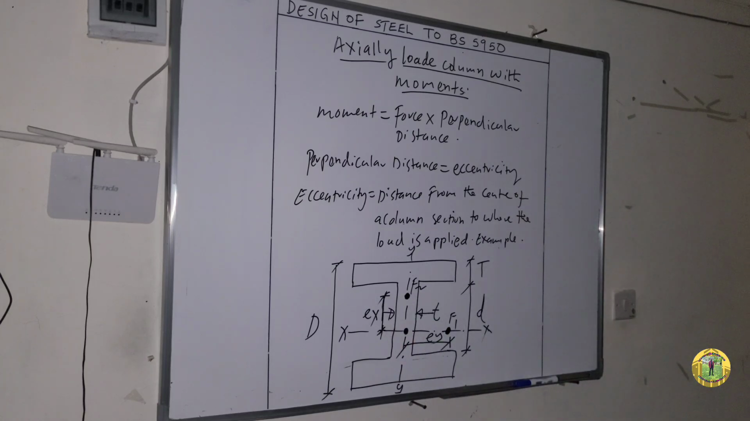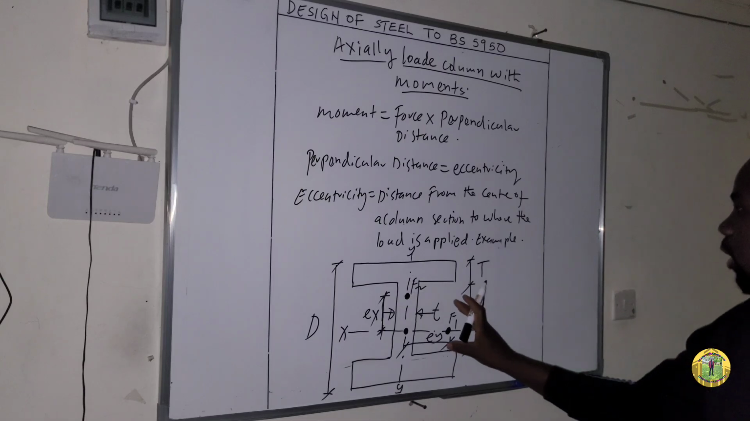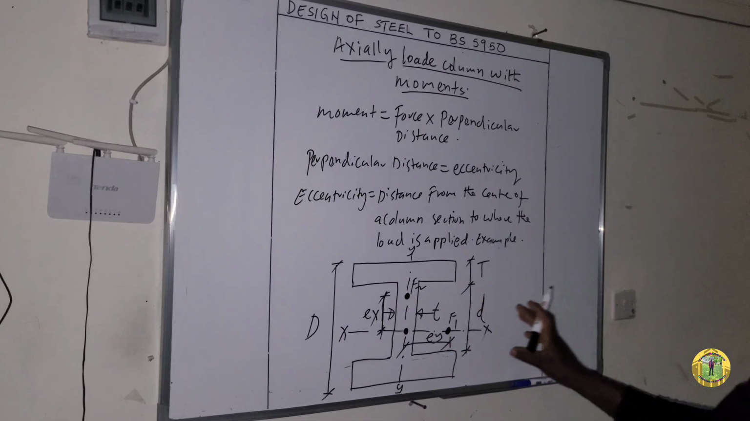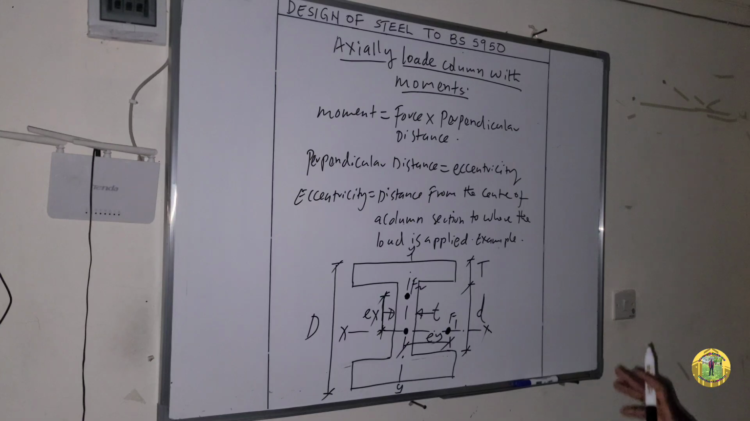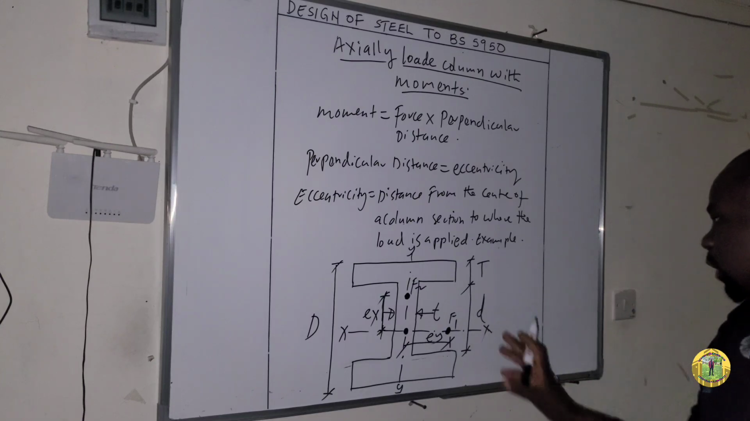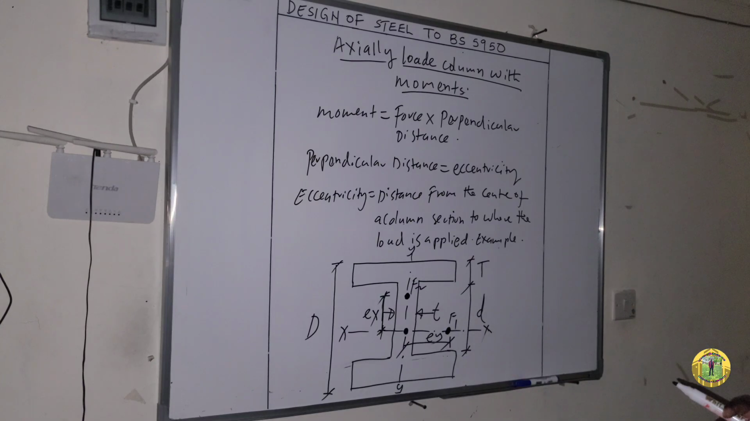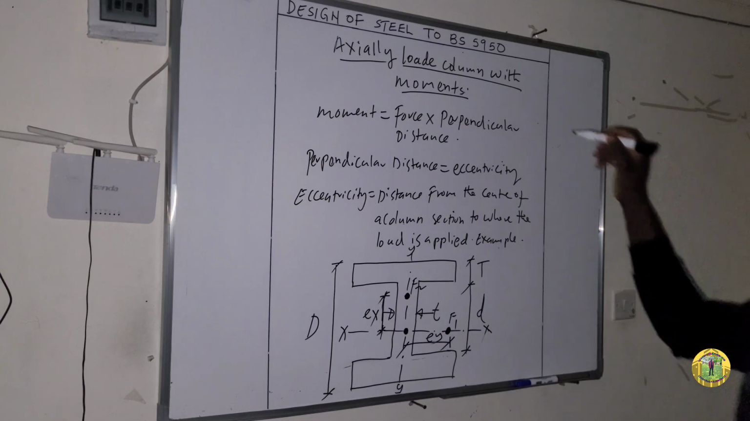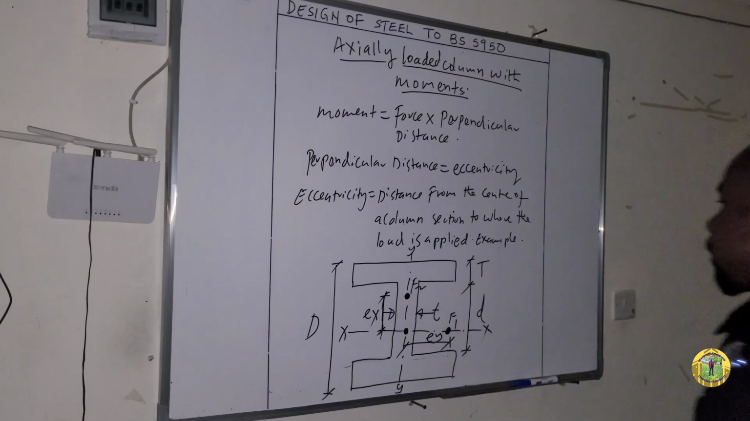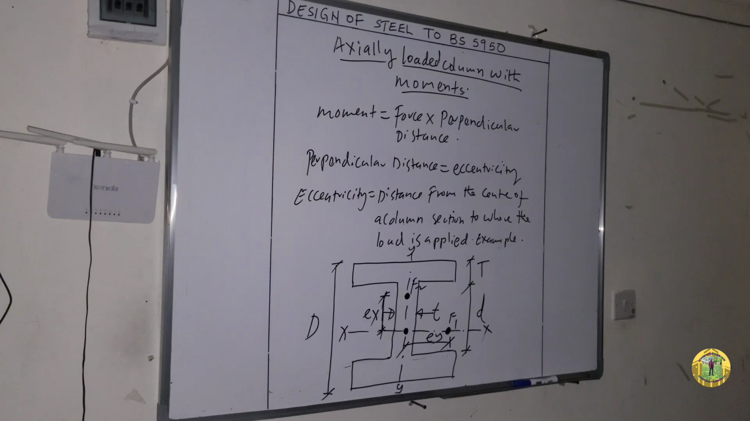So we want to see how we can design, if given a column like this, having a load eccentrically applied on it. So let's see how we will tackle such a situation. Today I want to introduce you to axially loaded column with moment, and then I will solve two examples.